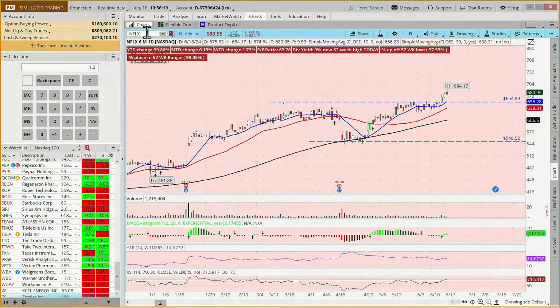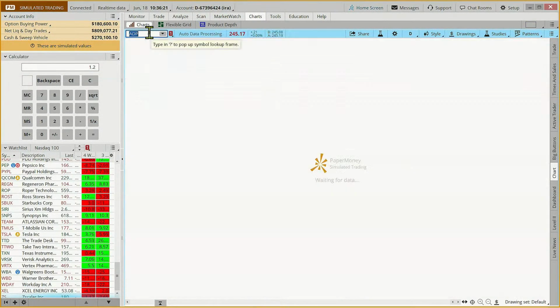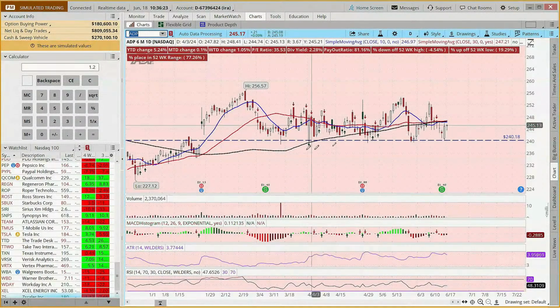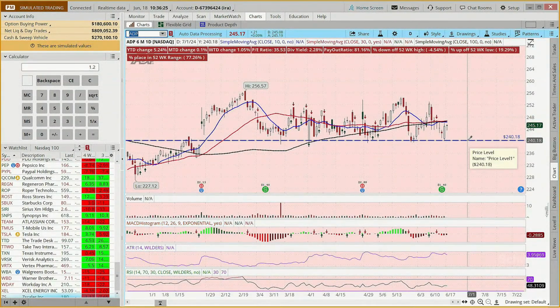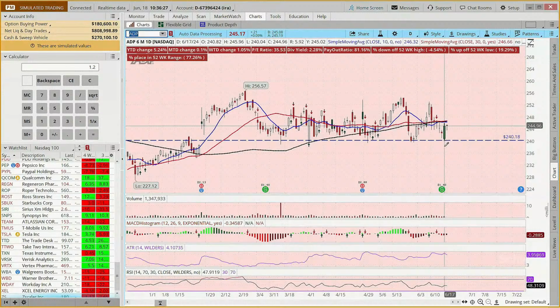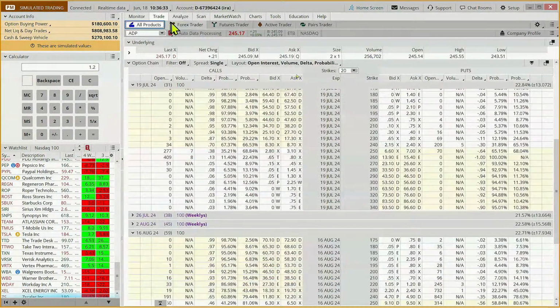I linked my watch list to the chart. So when I look at ADP, this has been going sideways for a long time, hasn't it? And it just recently bounced yesterday off this support level. So could we sell the 240 and go out to this same July?